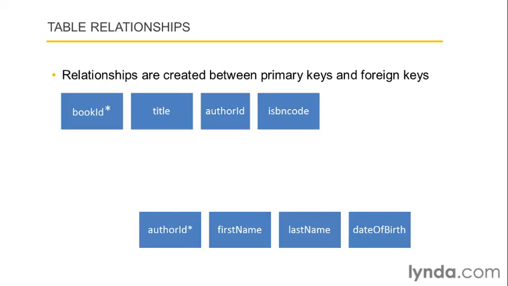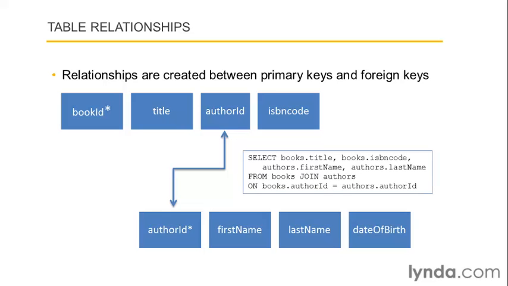It would also have 4 columns, perhaps, with column names of author ID, first name, last name, and date of birth. This table's primary key is author ID, indicated by the asterisk. Assuming that there are values in the two tables, books and authors, that match each other, you would join them together at runtime by matching the values in the author ID columns of both tables. And you would do this with an SQL statement. This is one available syntax for joining tables together.